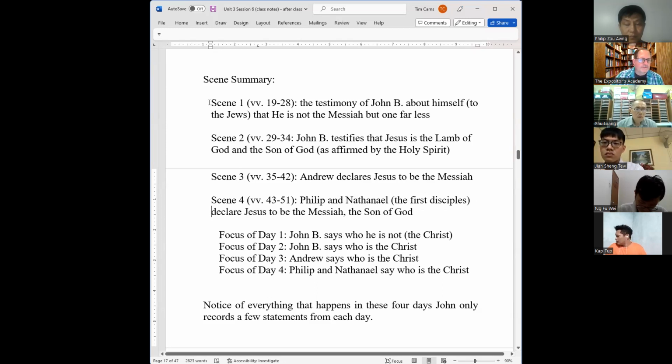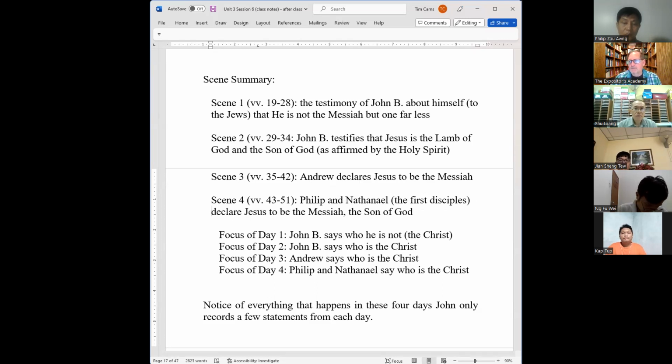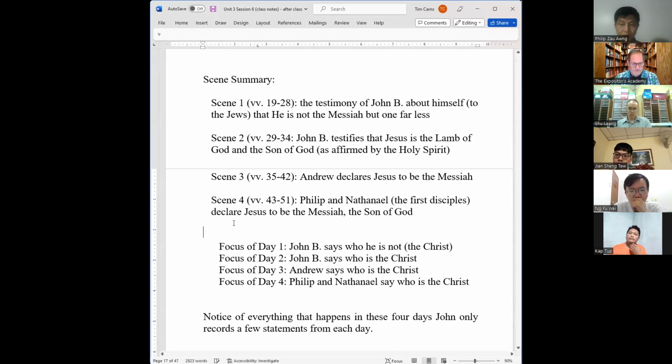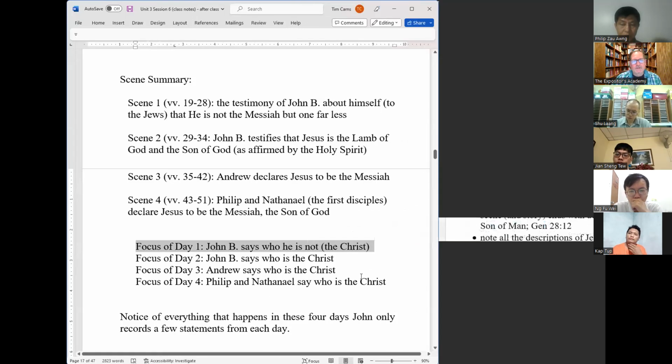But here, in the first scene, again, it's testimony, right? It's dialogue. In fact, in each of these scenes, the focus is on dialogue being given. And that's what John the author includes. He just includes the statements made by each of these guys. So in the first scene, it's John the Baptist's testimony that he's not the Christ. I kind of simplified it down here. John says who he is not.